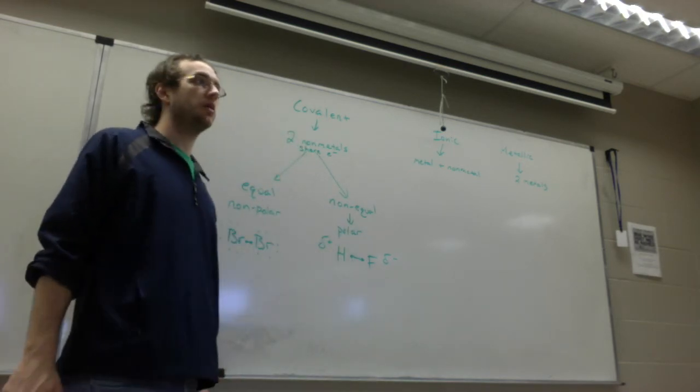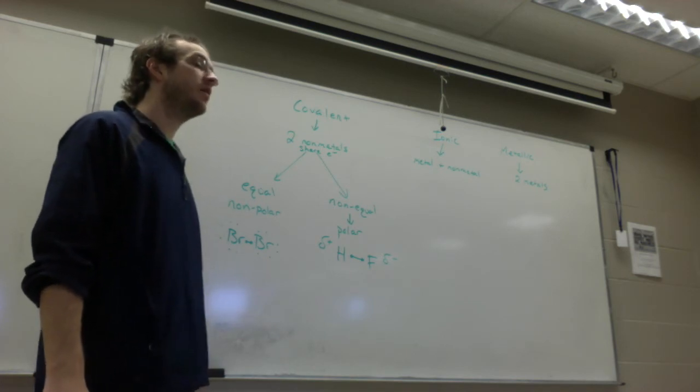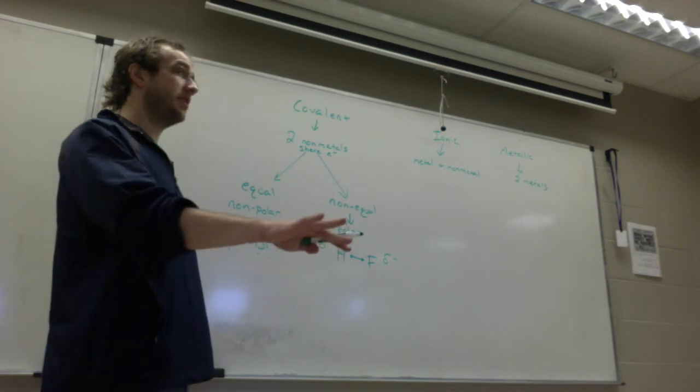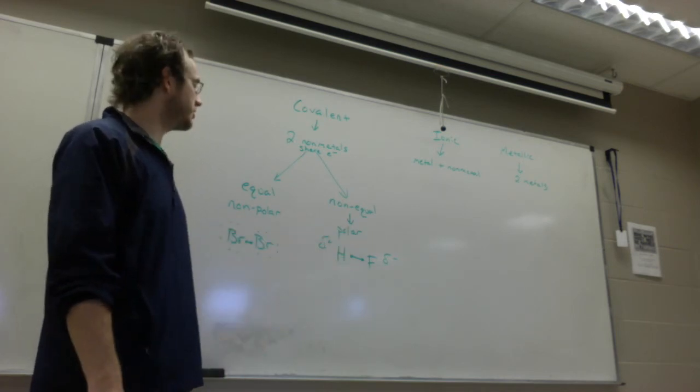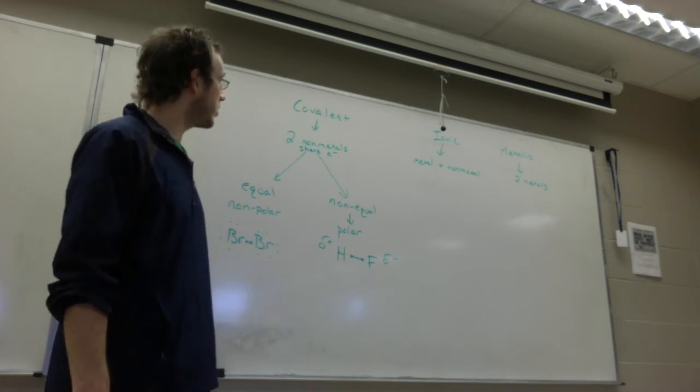Is that how you do two double bonds to figure out which Lewis structures? It's a little bit different. Lewis structures are a little bit different. Did that answer your question about the sharing in polar and non-polar?